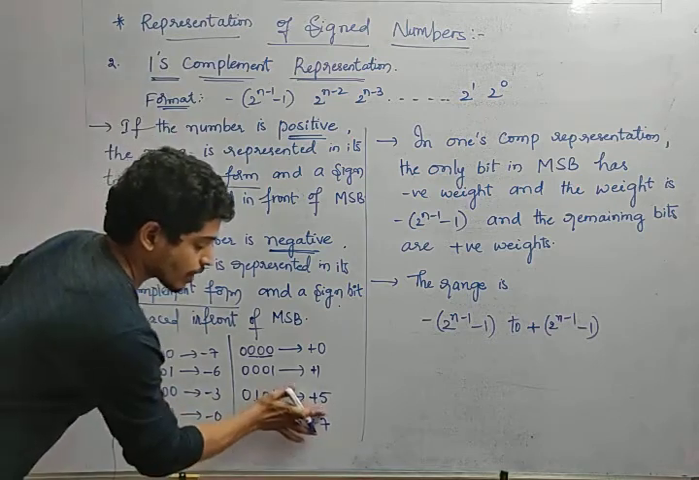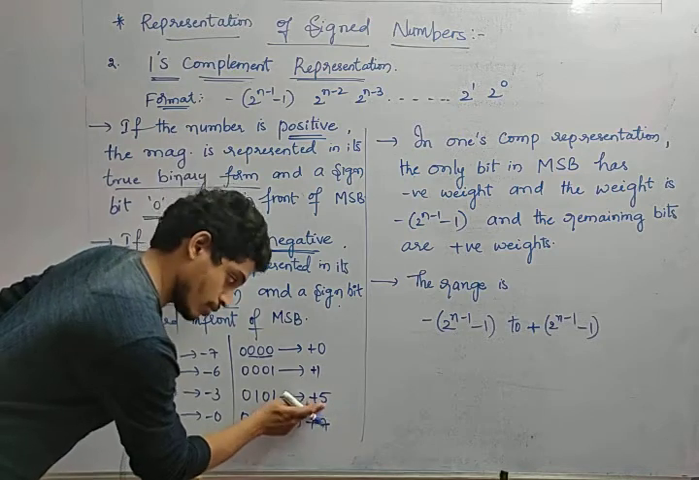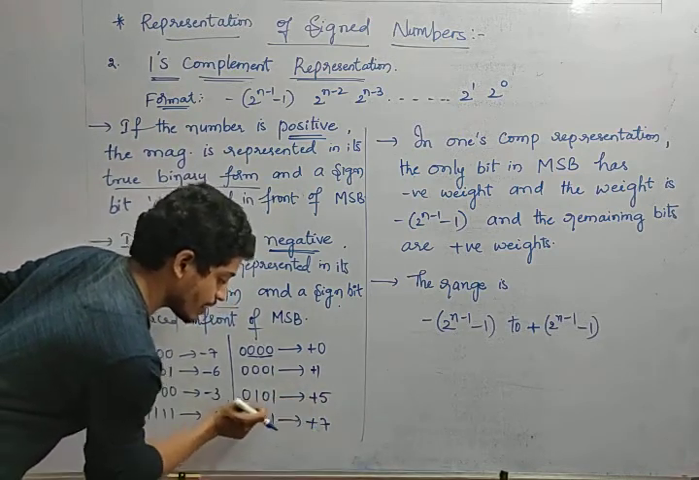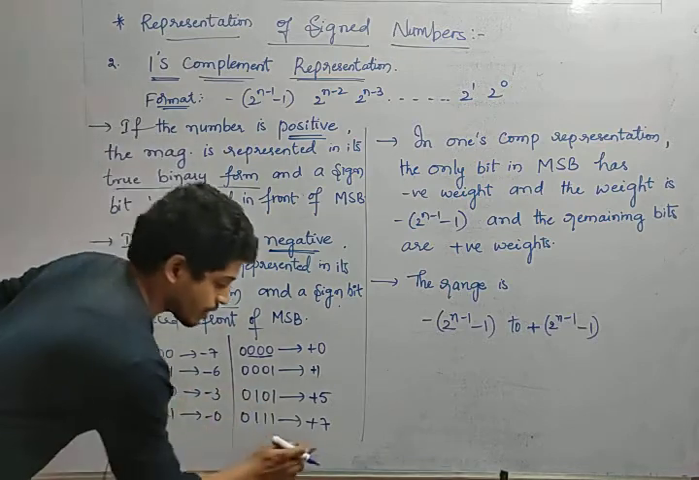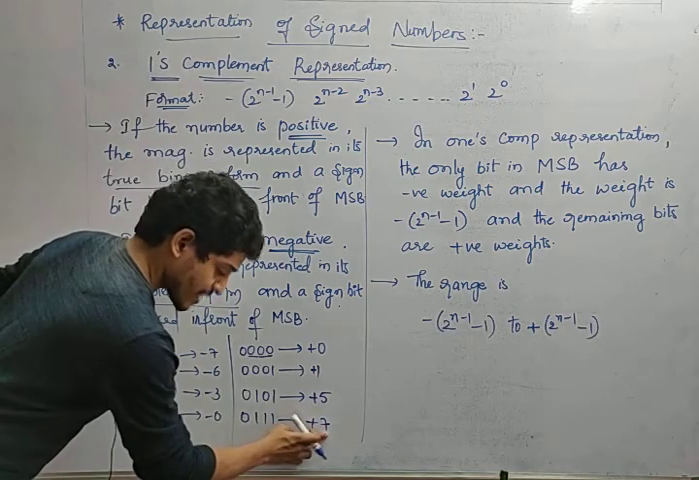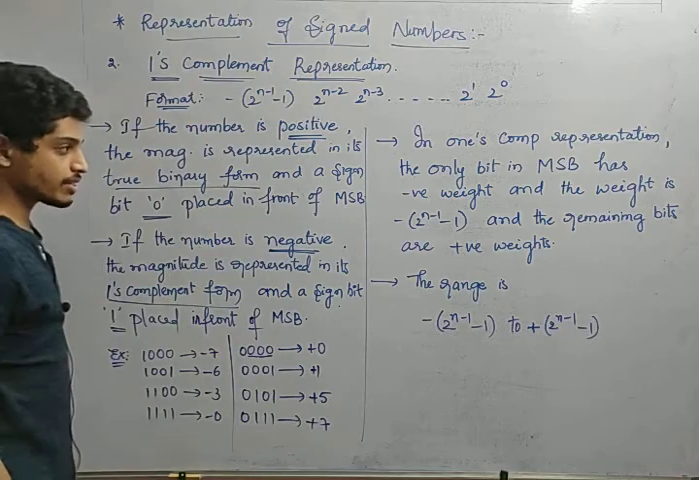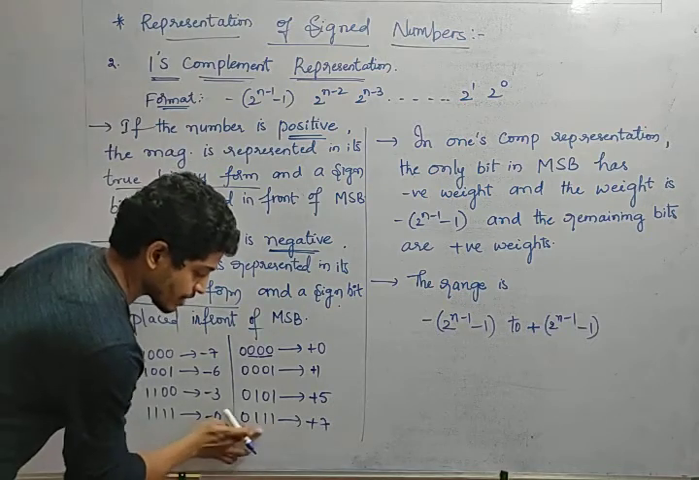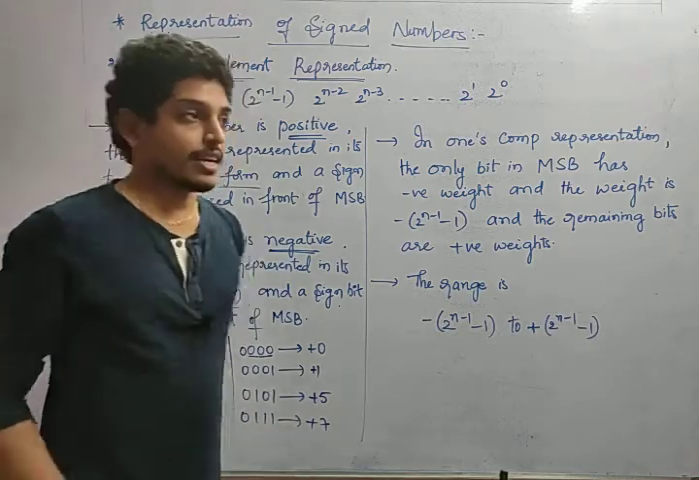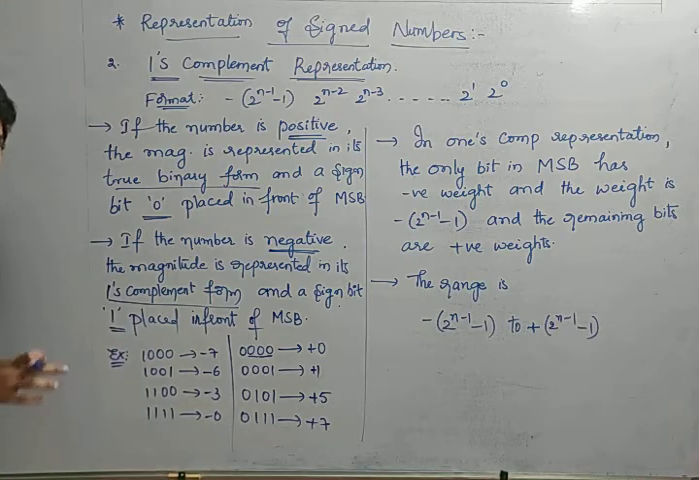Next, how can we represent plus 5 in ones complement representation? It is a positive number. So represent 5 in true binary form, that is 1, 0, 1, and put 0 in front of the MSB. Next one, how can we represent plus 7 in ones complement form? This is a positive number, so we do it in true binary form and put 0 in the MSB place. So the true binary form is 111 and the sign bit is 0. Right or not?